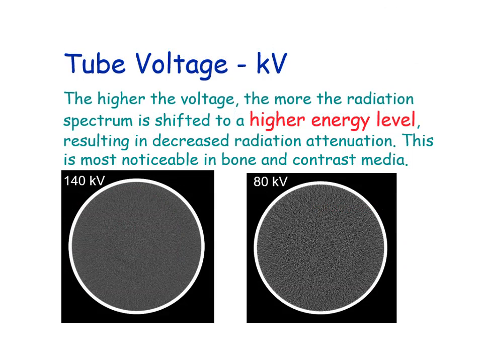The higher the voltage, the more the radiation spectrum is shifted to a higher energy level, resulting in decreased radiation attenuation. This is most noticeable in bone and contrast media. 140 kV, 80 kV. Tube voltage, kV.